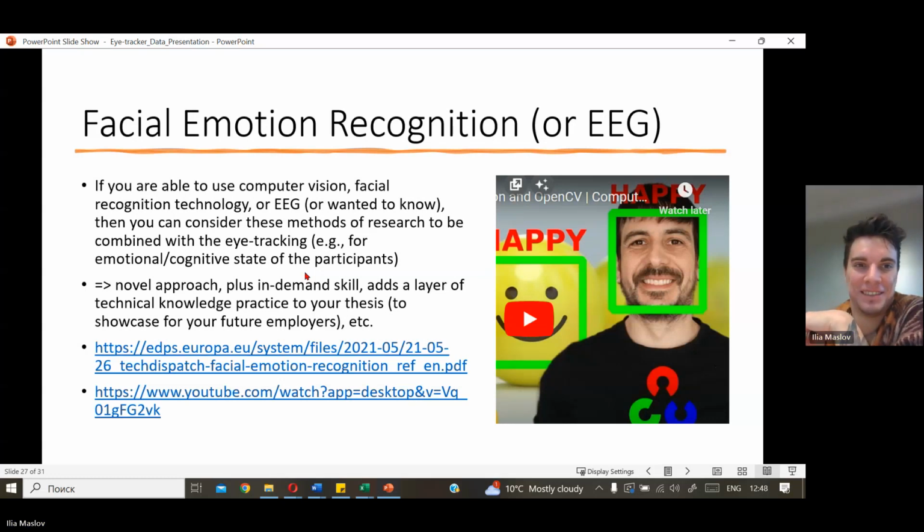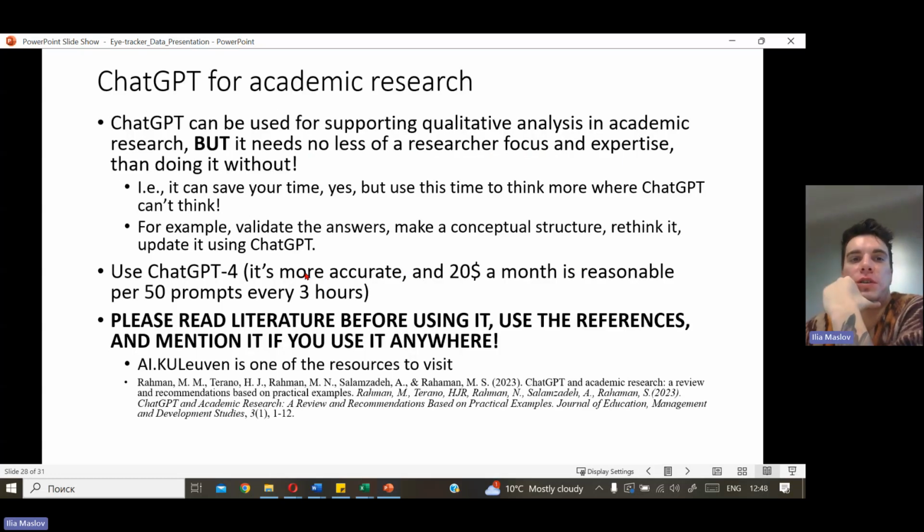Okay, and so for ChatGPT for academic research, likely you have experienced this in some way or another in your academic work already. So asking questions, asking it to analyze the data, etc. For this thesis, you can use ChatGPT, but it needs your input as well. You couldn't ask, do the thesis for me. It's not going to work.